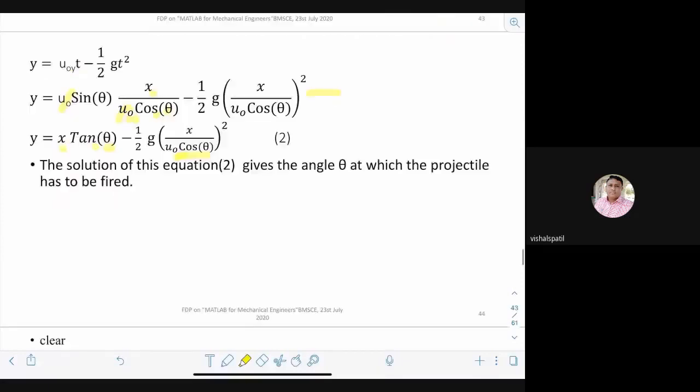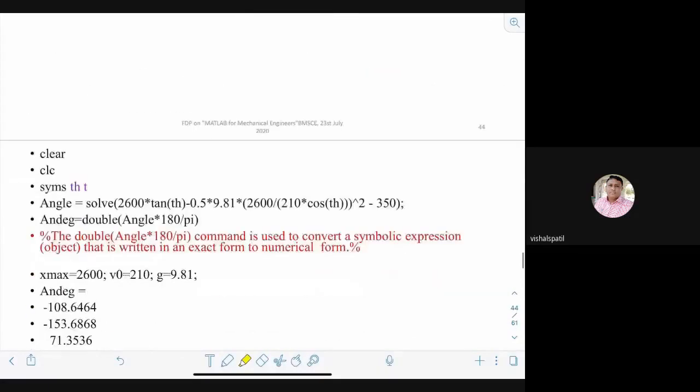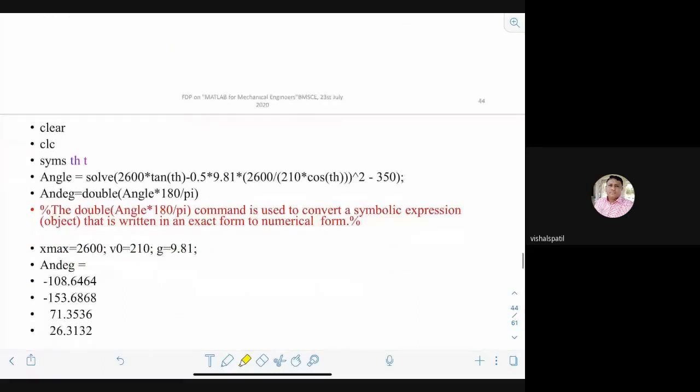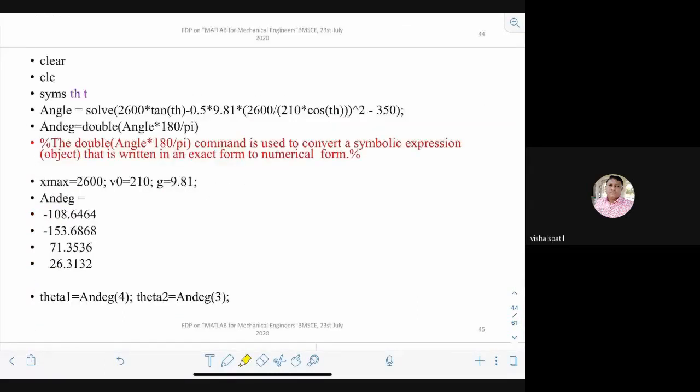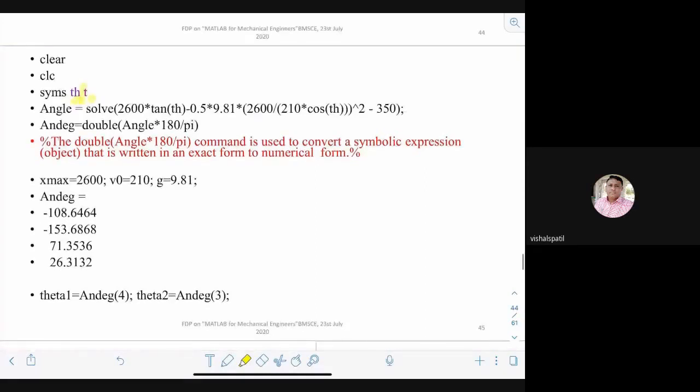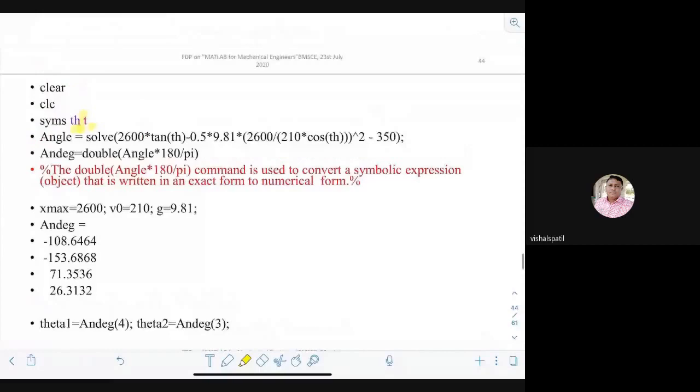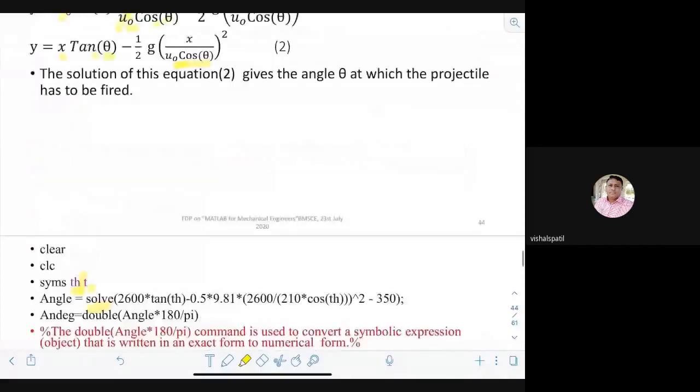Okay, that's the expression. So if you look at the code, it is hardly a few lines. We have defined th and t as the symbolic variables. Remember, there's a space here. It's not one word. th is one string and t is another one. So th and t are symbolic variables. And you just need to say, solve this equation. Solve this equation 2. What is this equation 2?